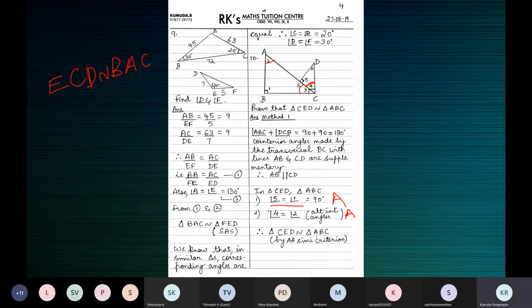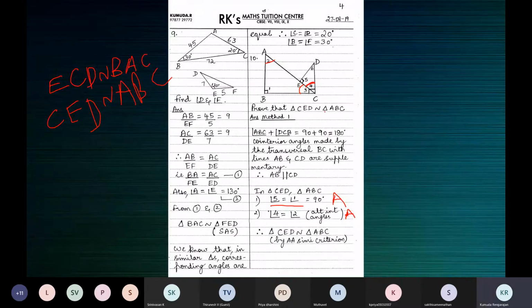Now if you want to write it as ABC, see here, ABC, you must say CED. CED. Yes or no, Shakti? Yes, ma'am. All of us? Yes, ma'am. Okay. All right. So this is how we show that these two triangles are similar.